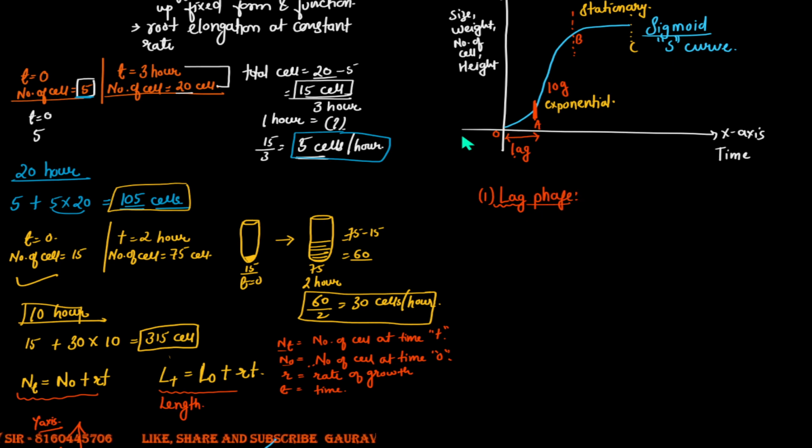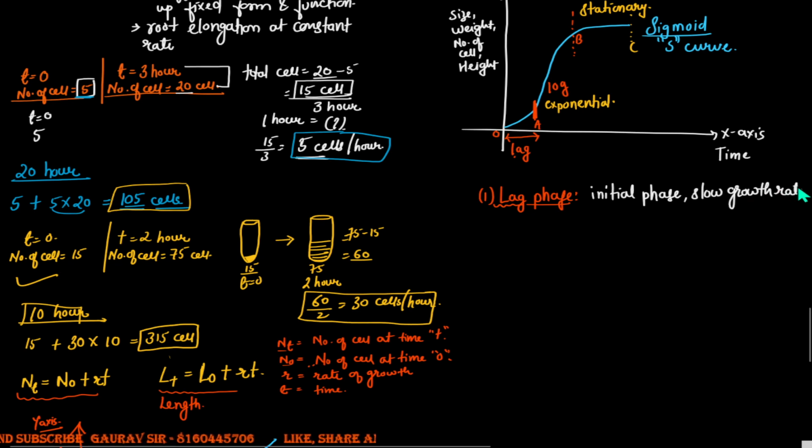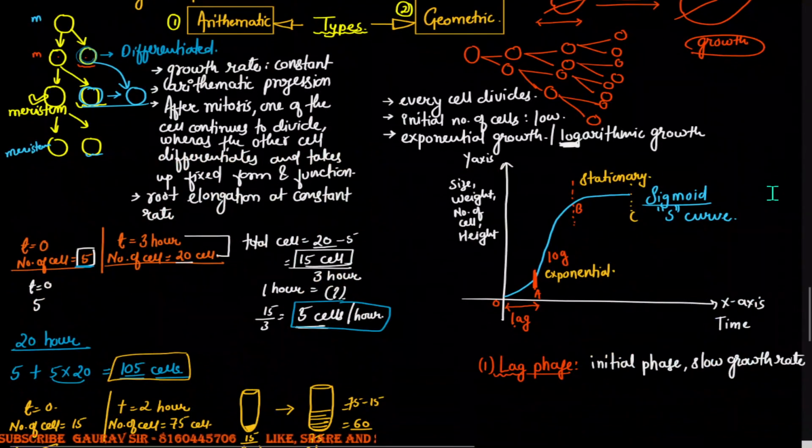So what do you understand by lag phase, or what do you actually observe in this phase? You find that it happens to be the initial phase, and in this initial phase the rate of growth is very slow. So I'll write it down as slow rate of growth. Slow growth rate will be better.